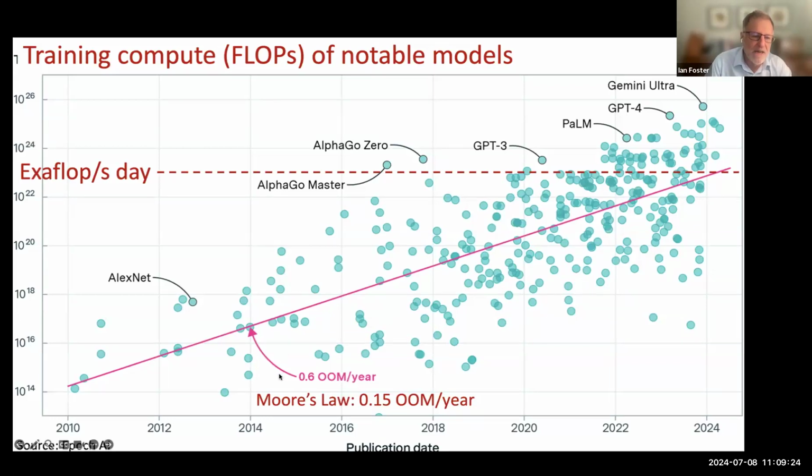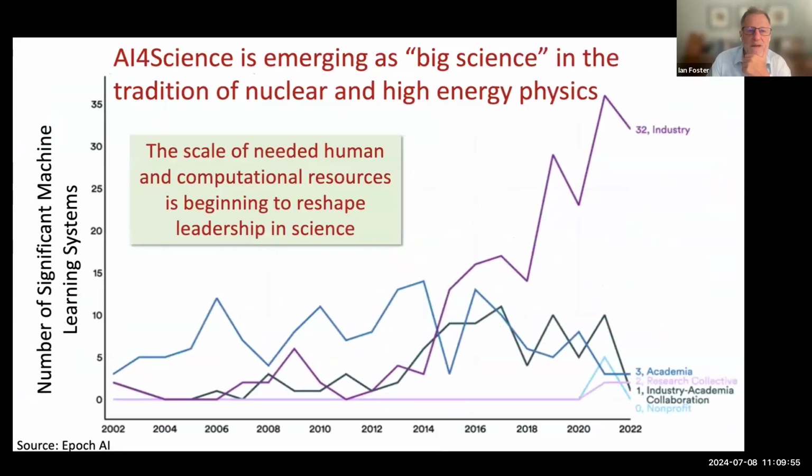Basically, since 2010, this is a rough fit to the amount of compute used by different models, about 0.6 orders of magnitude per year, whilst Moore's law over that would be 0.15 orders of magnitude per year. So that's basically mostly people spending more money, some improvements in performance of particular computers, for example, by the creation of GPUs.